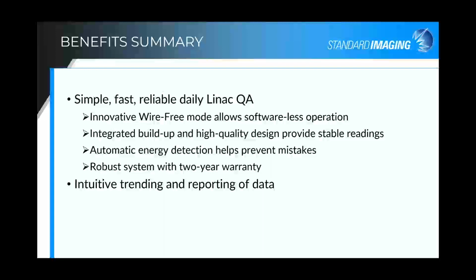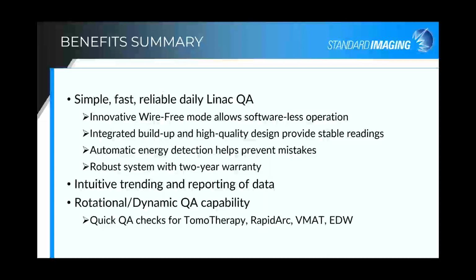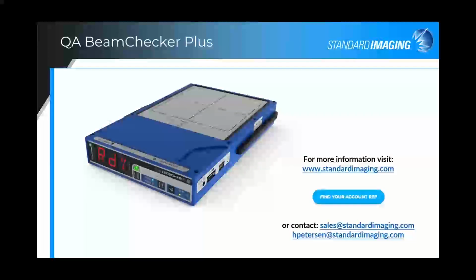We've got intuitive trending and reporting of all data, either in the chart view or the tabular view, at your selection. And then the rotational and dynamic QA capability as well. So not only static beams, but you can check rotational daily as well, as needed. So that's kind of it, just a quick overview of the BeamChecker Plus.